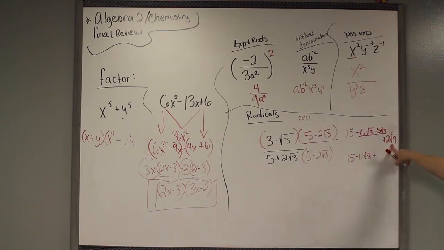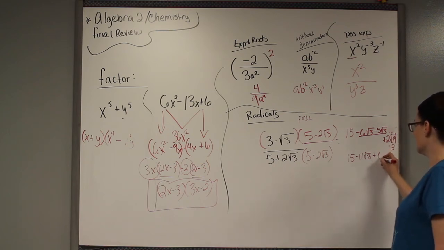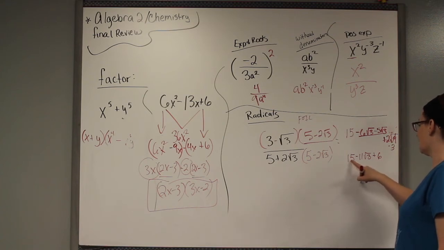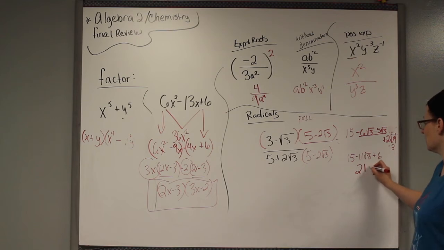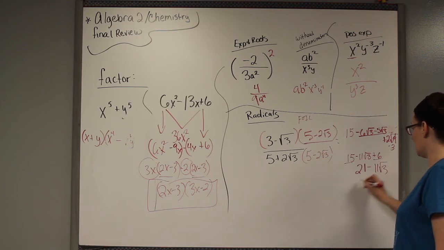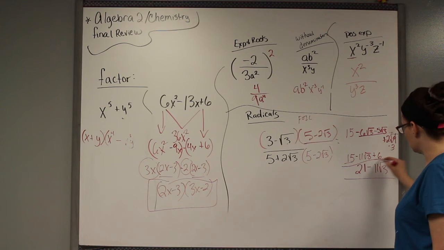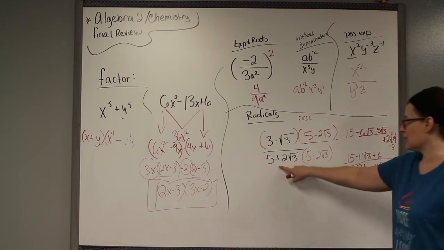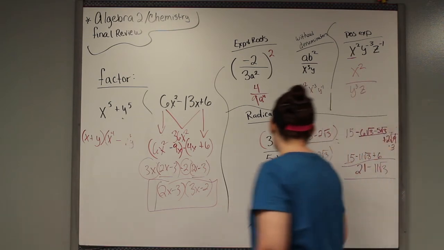The square root of 9 is 3. So 3 times 2 is what? 6. And so then I really have 15 plus 6. So right now on the top I have 21 minus 11 radical 3, because 15 plus 6 is 21. Now hold on to that, because now we've got to FOIL the bottom. The bottom's going to FOIL a lot better than that one.